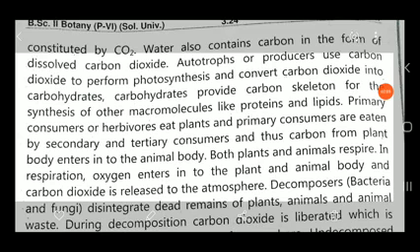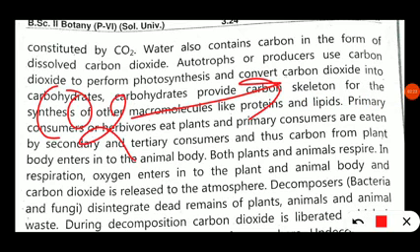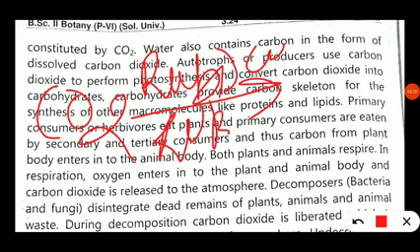As you know, the producers, I told you many times, producers are the green plants. Producers are the green plants whose function is trapping light energy and converting it into chemical energy. That means these plants can fix carbon dioxide. This carbon dioxide is fixed by the enzyme Rubisco in the presence of RuBP, and they form glucose molecules. That means the glucose molecules we eat or use for our metabolism are purely made from carbon dioxide.